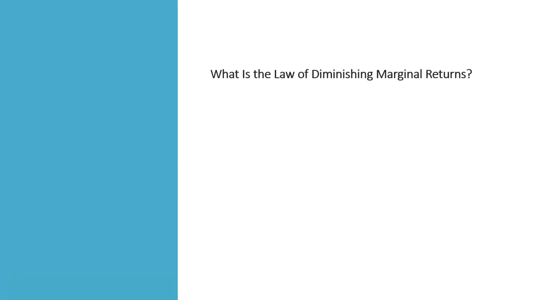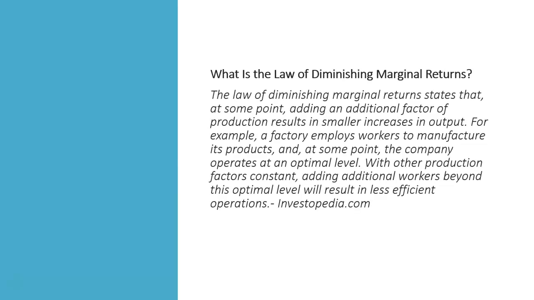So what is the law of diminishing marginal returns? The law of diminishing marginal returns states that at some point, adding an additional factor of production results in smaller increases in output. For example, a factory employs workers to manufacture its products, and at some point the company operates at an optimal level, with other production factors constant. Adding additional workers beyond this optimal level will result in less efficient operations. This is also a reference, because it's taken from Investopedia.com.